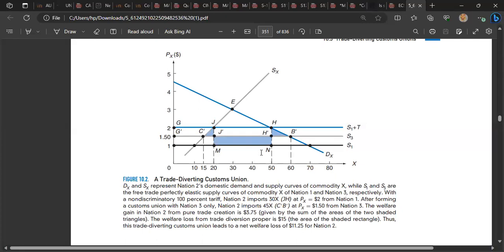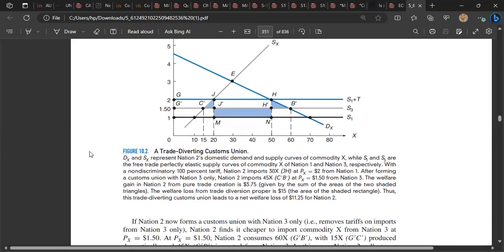So these are the gains of trade creation, right? These two here, because we've just created trade with nation three by diverting trade from nation one to nation three. But as a result of the diversion, this is what we are losing there.